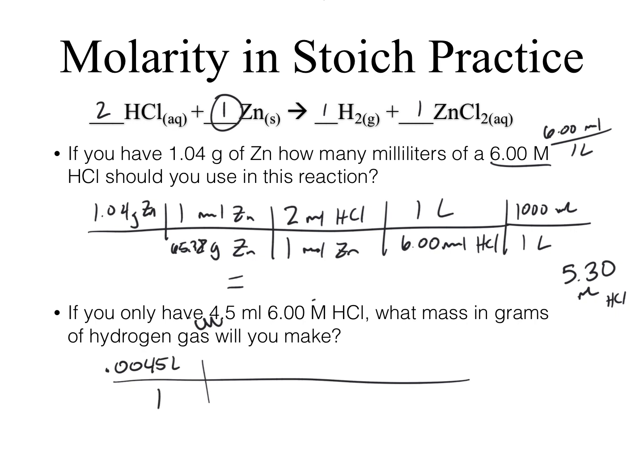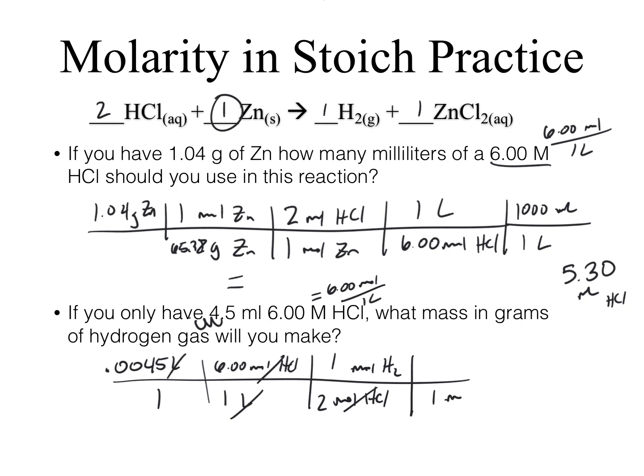And now I can use the molarity of 6.0, which is, remember, 6.0 moles per 1 liter, and I want to put the 1 liter on the bottom and the 6.00 moles of HCl on top. That converts from liters to moles. Now I'm looking for mass in grams of hydrogen gas. So I'm going to go from moles of HCl here on the bottom to moles of H2 on top. And it's 1 H2 for every 2 HCl. Moles cancels moles. We have moles of H2.